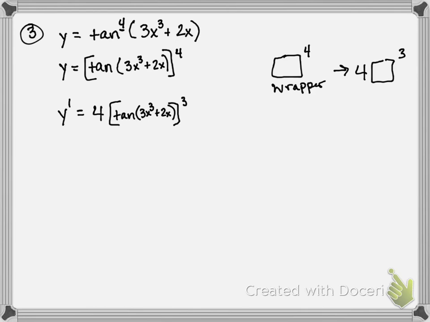Now we're going to multiply by, what do we say next? The derivative of the candy. My candy is tan, so we've got to know what the derivative of tangent is. Tangent is secant squared. So it's secant squared of all that stuff. Times, now I've got to multiply by the derivative of the actual gum part.